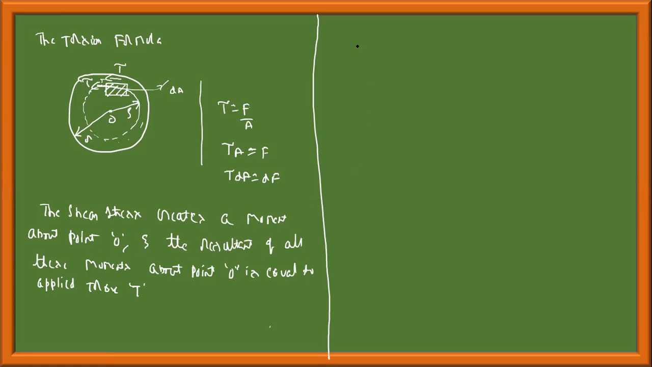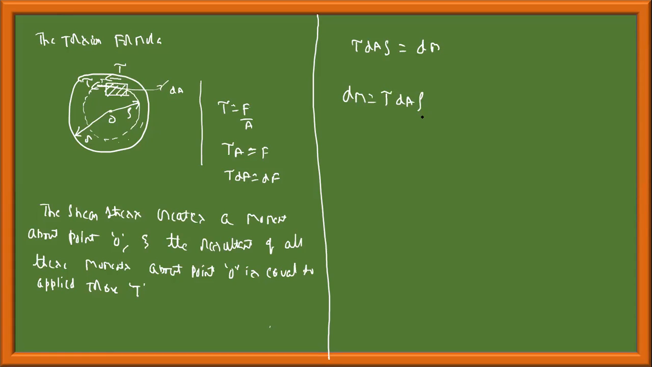What is the shear force? It is tau into dA, and with radius rho it creates a moment about point O. Let me write that moment as dM: tau into dA into rho is equal to dM. If I sum all the moments created by these shear forces, the summation of dM will give the torque T.